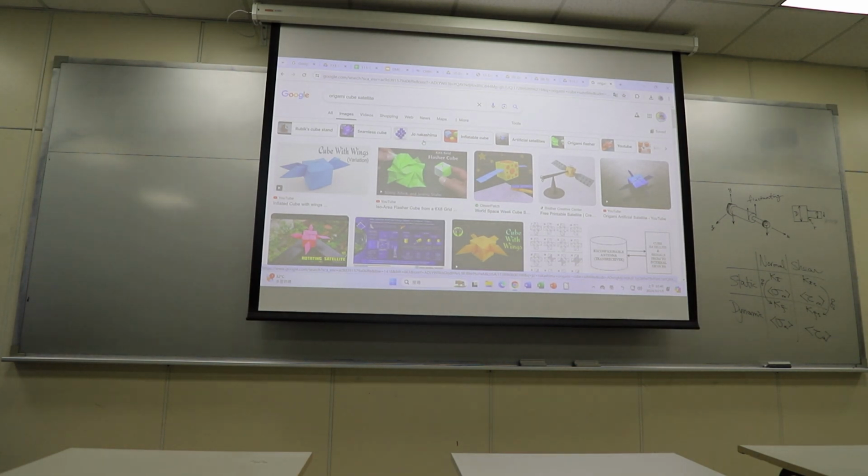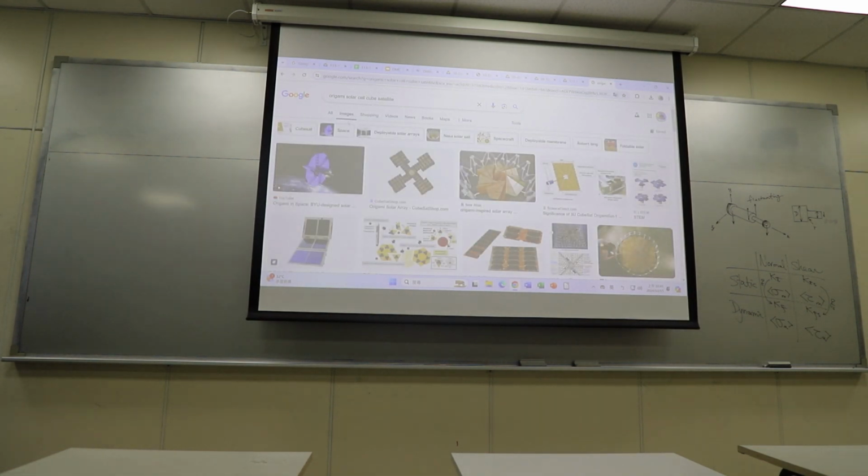So there are researchers who work on the so-called origami design of solar panels. They fold the solar panel in the cube, so once they release it to space, they will open the solar cell. Probably you have seen this in the past. They do similar things with CubeSats.